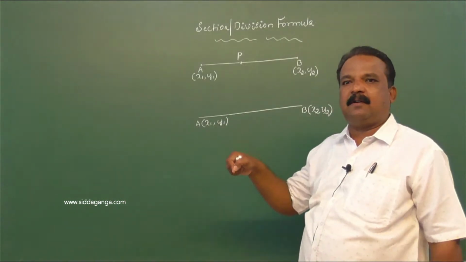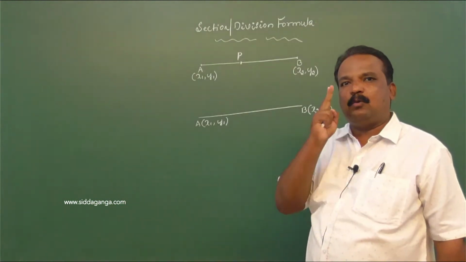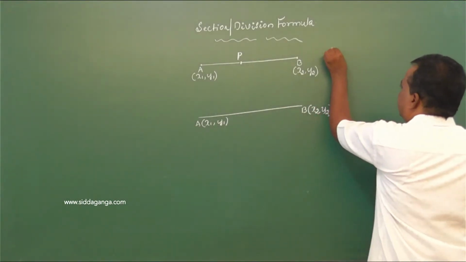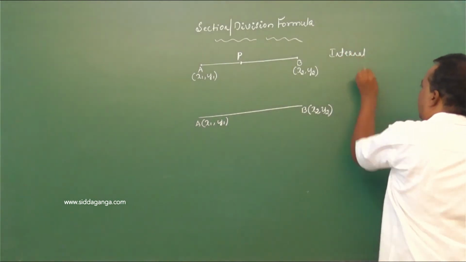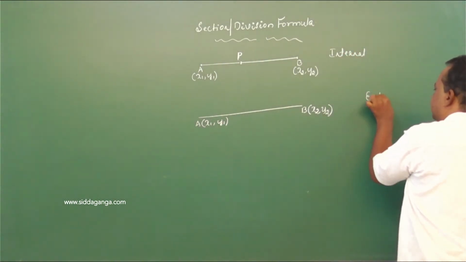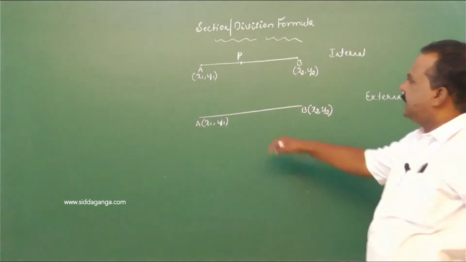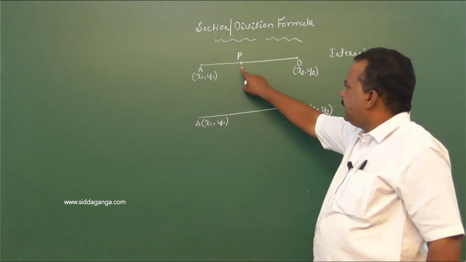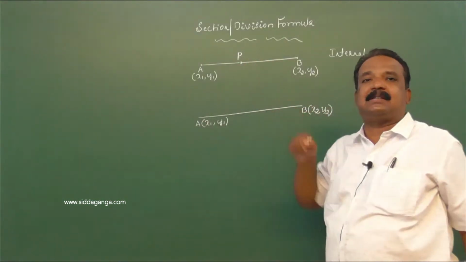Again, in the case of the division or section formula, we have two kinds of divisions. One is internal division, and the second one is external division. The internal division is one in which the dividing point lies within the extremes of the line segment.